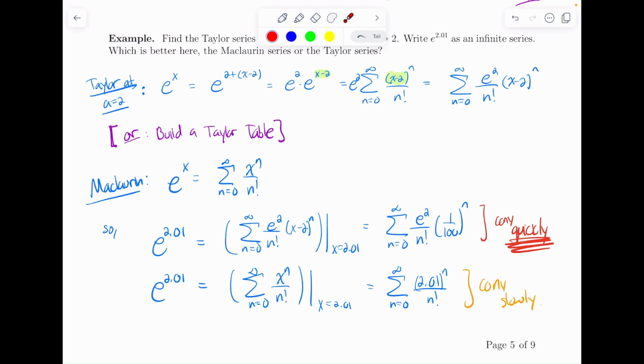And what that means is that when you want to plug in values that are, in this case, close to 2, it's better to use a Taylor series centered near 2 or at 2 as opposed to a Maclaurin series, even though both of them will converge. One converges faster and hence has more utility.